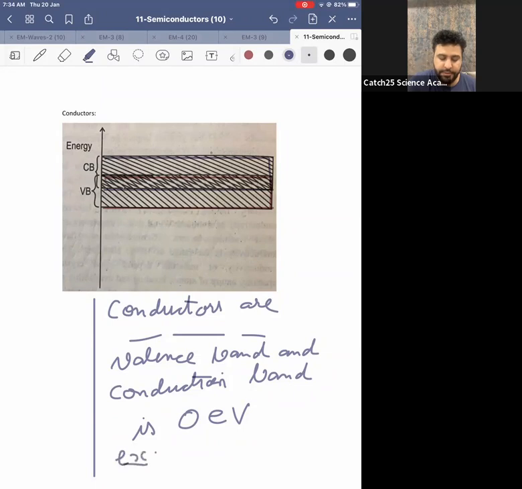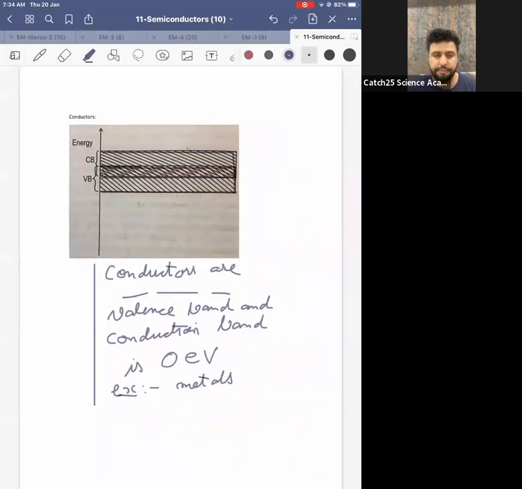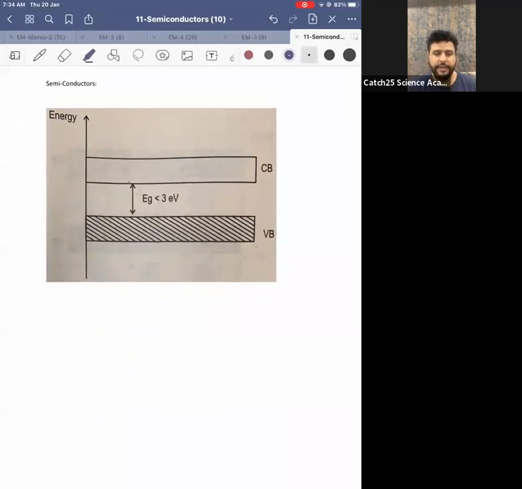Example, metals. Next side heading, write down semiconductors, and draw this diagram.